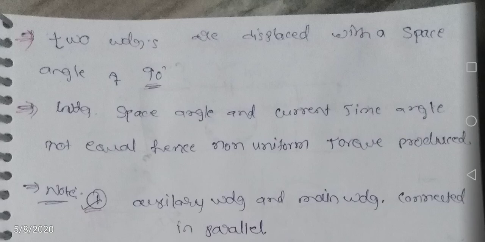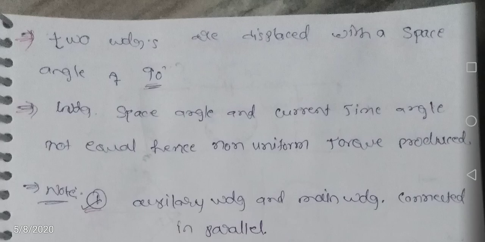Okay, in a single phase induction machine, the two windings, the auxiliary winding and the main winding, are displaced by 90 degrees. That is called the space angle. So the space angle is 90 degrees. But the current in the auxiliary winding IA and the current in the main winding IM are displaced with a time angle of 30 degrees.